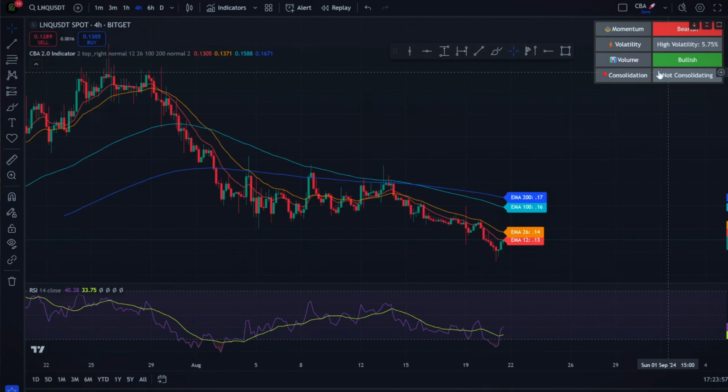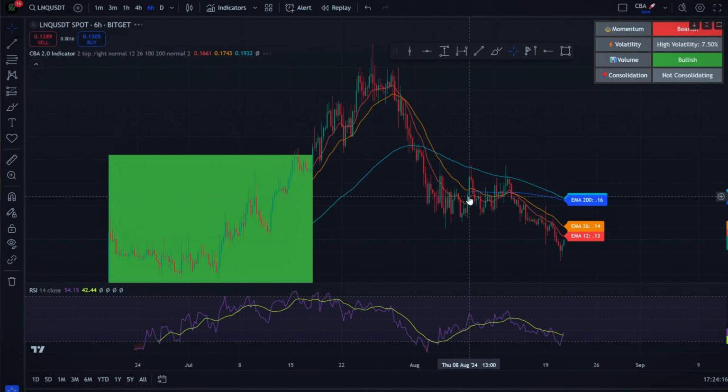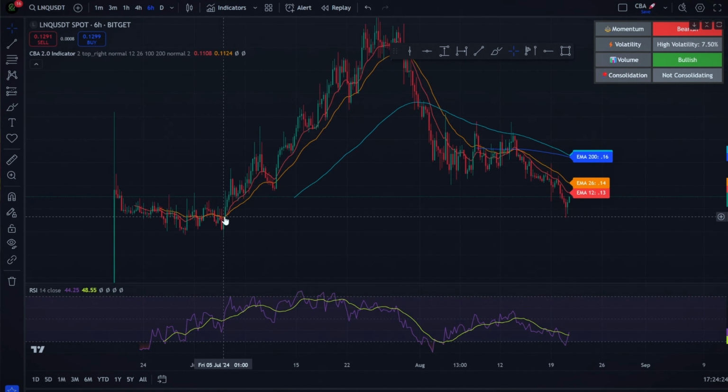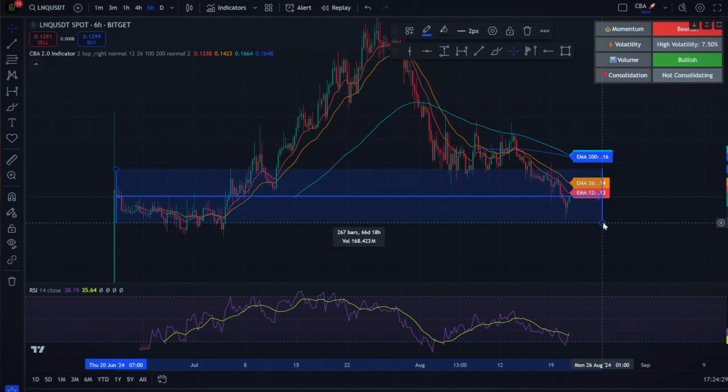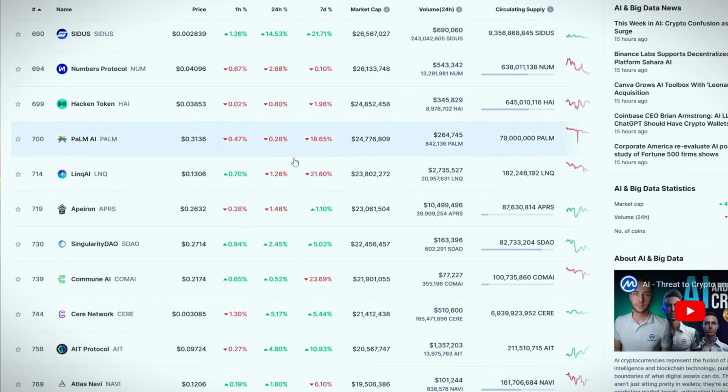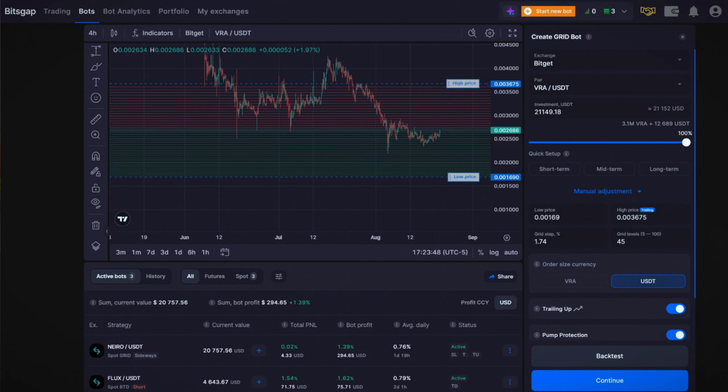Let's take a look at this one. This one has a high volatility. It's bullish and it's not consolidating, but if we use the EMAs that the CBA 2.0 indicator provides, we can see that the overall direction is kind of moving in a downtrend. So I have to be cautious about this one. If I go to the 6-hour time frame, I can see that it is getting very close to a support level. So I also have to be cautious about that. It has not been trading for too long. I like that the market cap is 23 million. So if we're going to deploy this one, we'll have to be cautious about it. It's a higher risk coin.